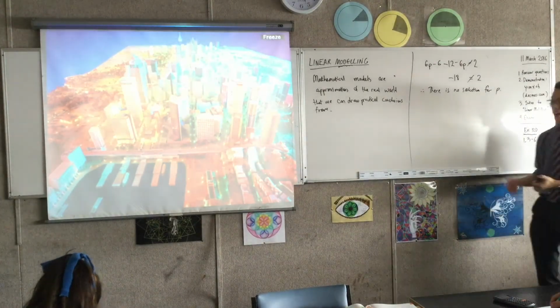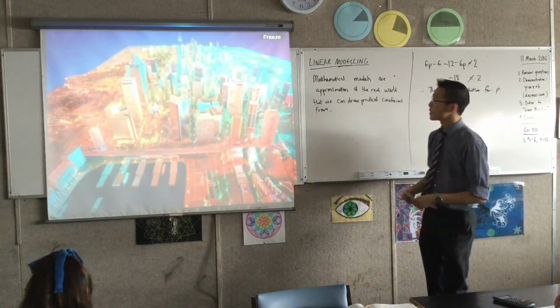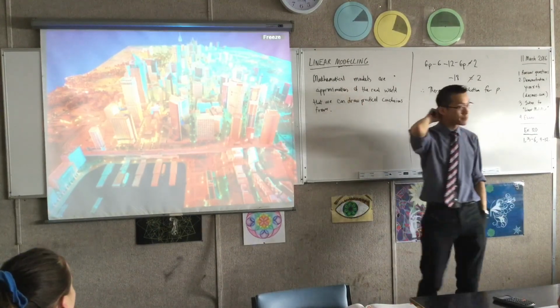For example, where can you build your building? How tall is it going to be? Now, where do you think the linear comes in? What do you think that's about?